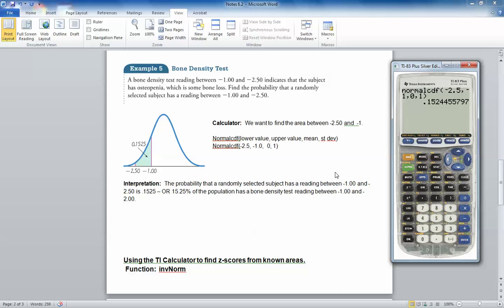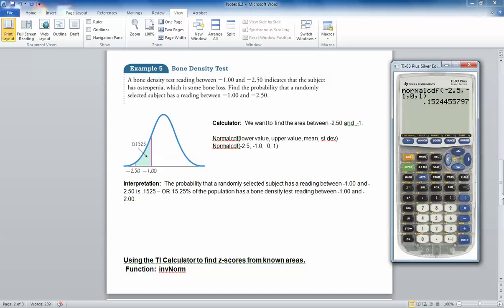So that means that about 15.24% of the population has that bone density test reading. Or it also corresponds to the probability that a randomly selected subject has a reading between those two values. So that's using the calculator to find areas when you're given z-scores or you want intervals.